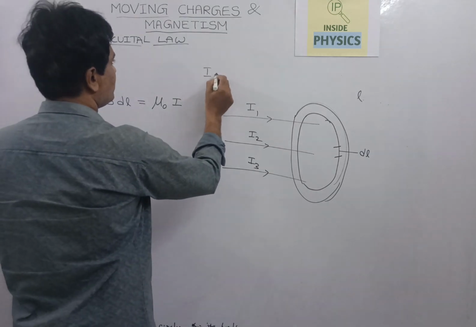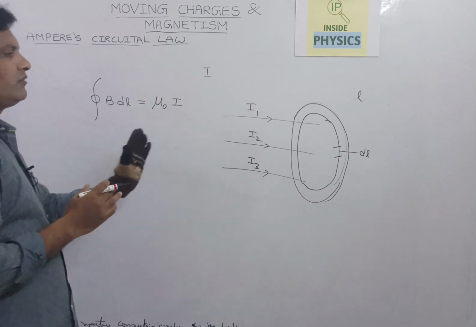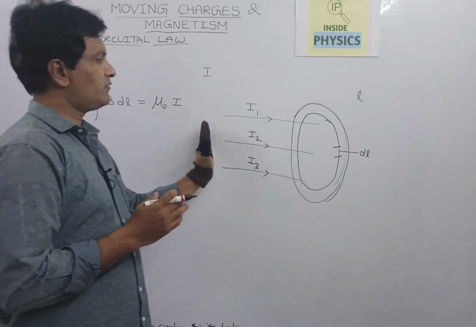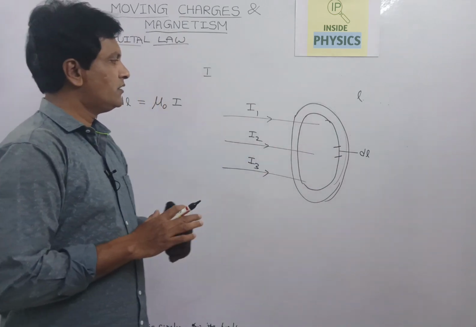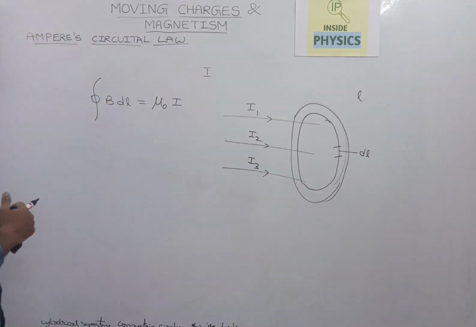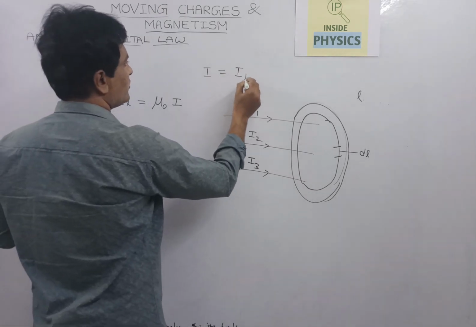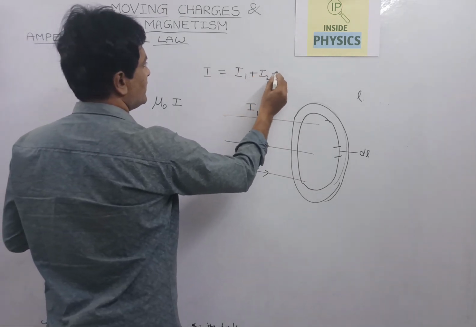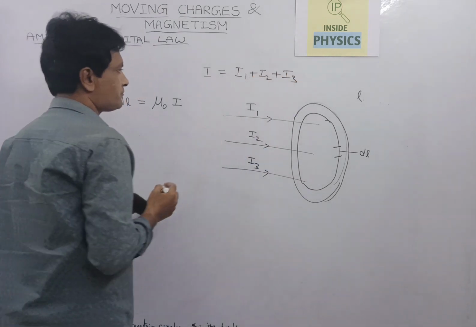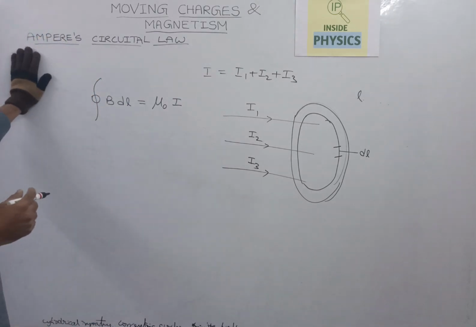The total algebraic sum of the currents flowing through the surface area in one direction. If you consider from left to right as the positive direction, the negative direction will be from right to left. So this I here in this diagram we can say is I1 plus I2 plus I3, where we know current is equal to charge flowing per unit time.